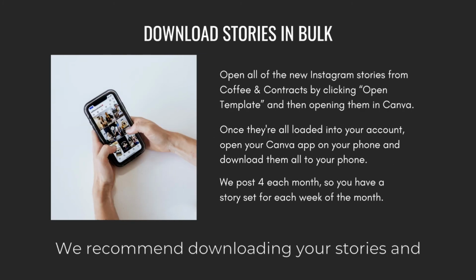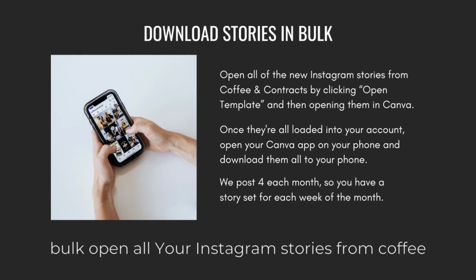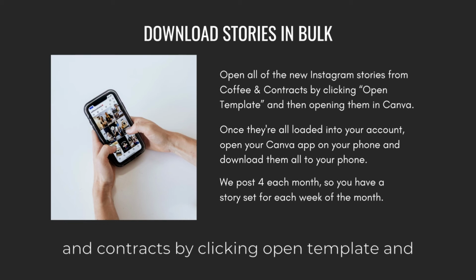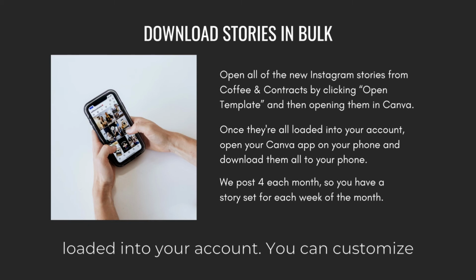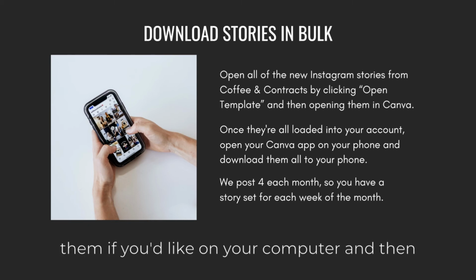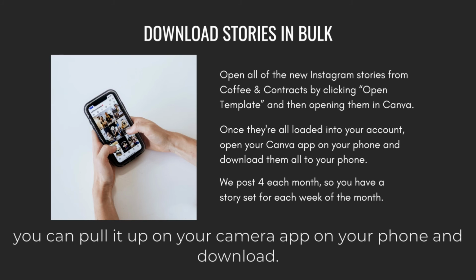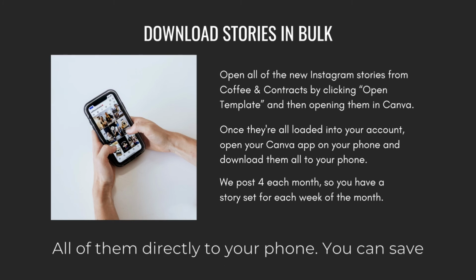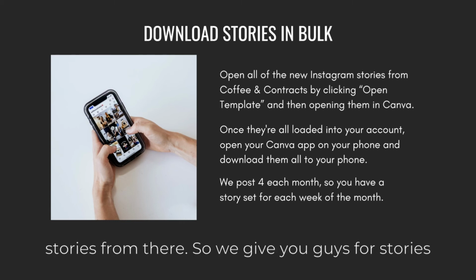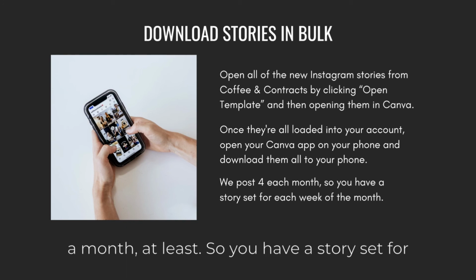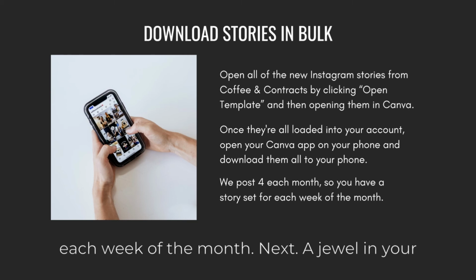Next, we recommend downloading your stories in bulk. Open all of your Instagram stories from Coffee and Contracts by clicking Open Template and then opening them in Canva. Once they're all loaded into your account, you can customize them if you'd like on your computer, and then you can pull it up on your Canva app on your phone and download all of them directly to your phone. You can save them to a folder, or you can just go to the Canva app when you're ready to post and download your stories from there. So we give you guys 4 stories a month at least, so you have a story set for each week of the month.